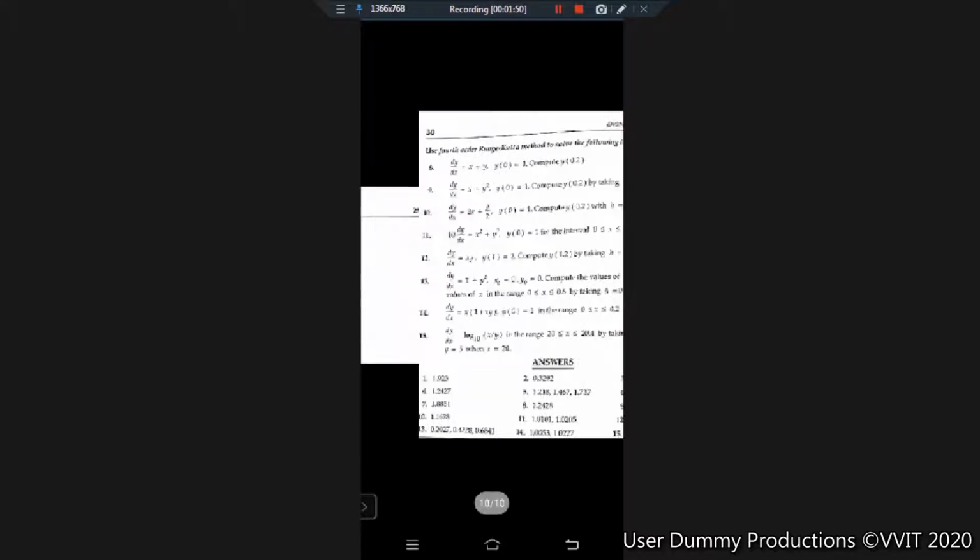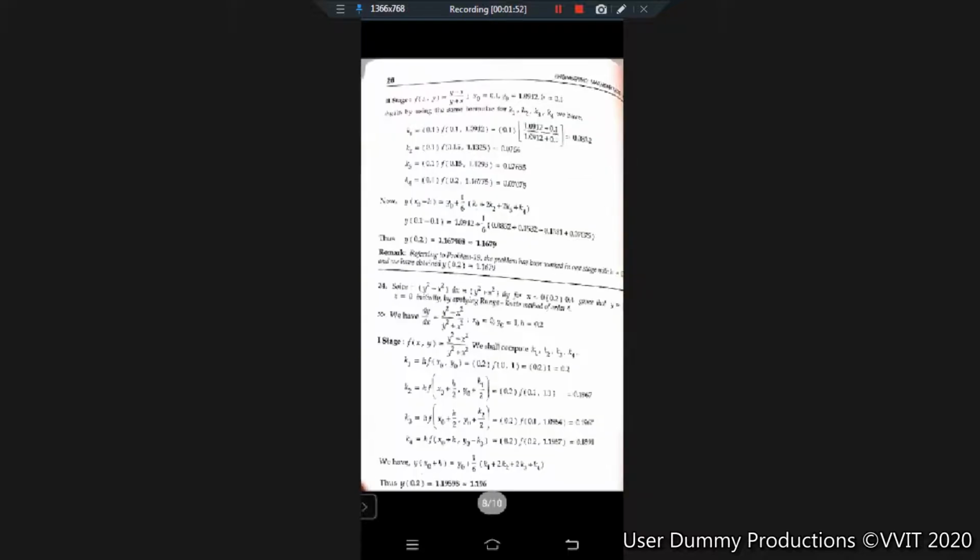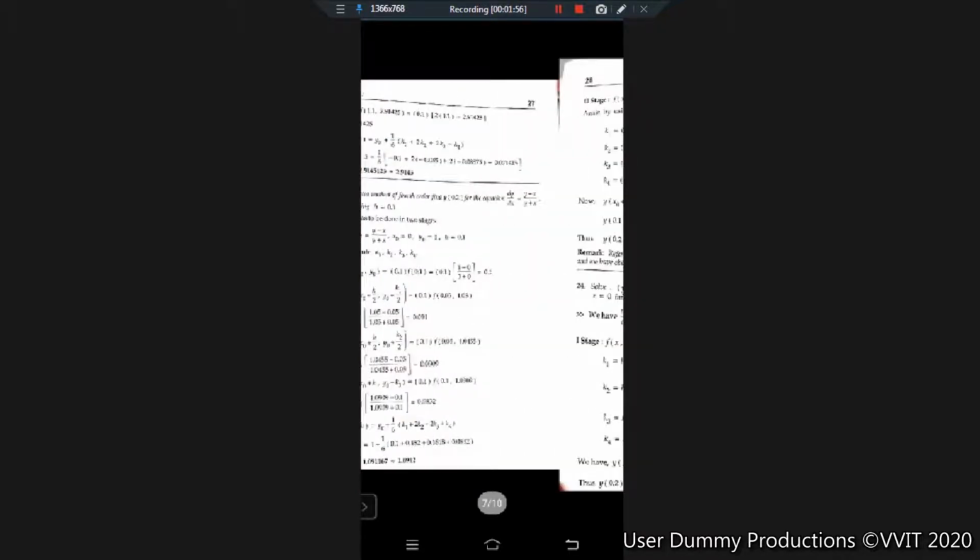Even 10 is a 2 stage problem. Only 2 of them are direct one stage problems; all others are 2 stage problems only. So you have so many exercise problems for 2 stage. Let us come back to this. Questions number 23 and 24 are for 2 stage problems.